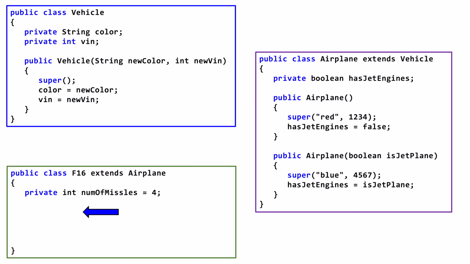F-16 doesn't have any constructor at all. Java writes a basic no-parameter constructor. The basic no-parameter constructor includes a call to a no-parameter constructor in the superclass. Remember, Java only creates a simple no-parameter constructor for us if there aren't any other constructors in the class.